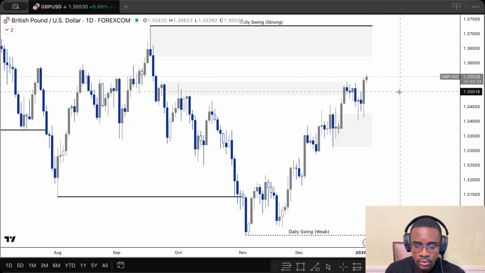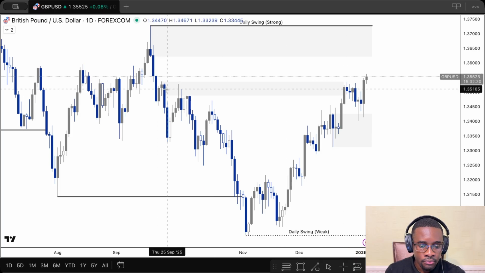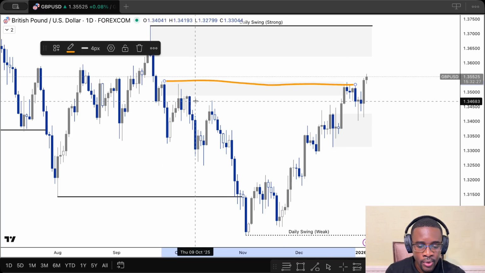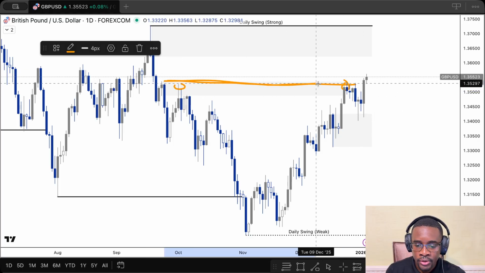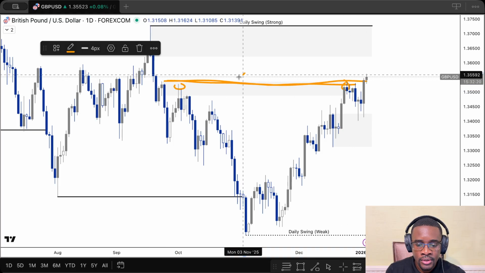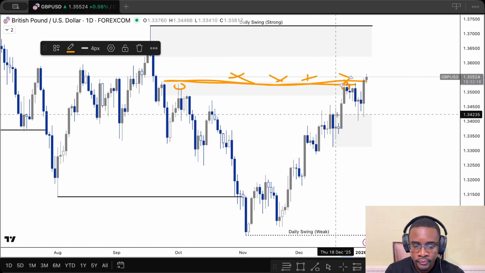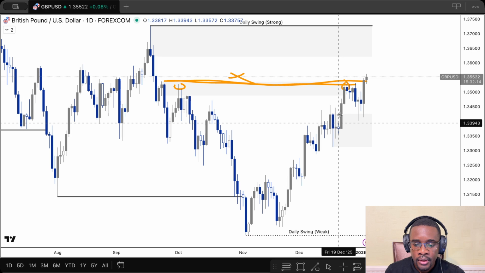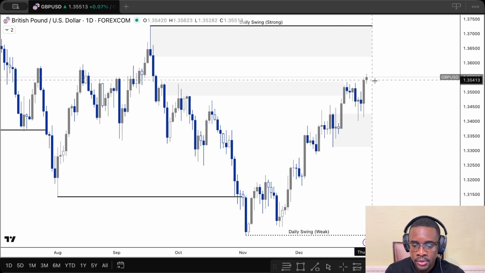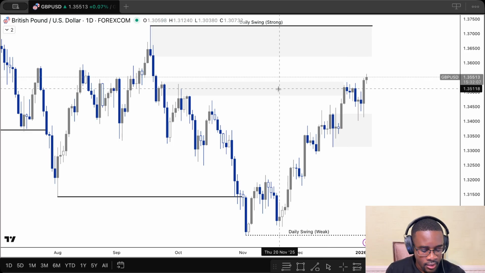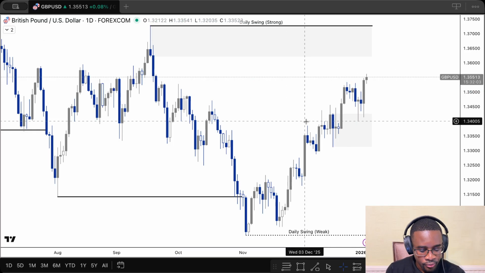However, the supply, we're expecting it to fail. Why? Because we have had one mitigation, two mitigations, and we've created equal highs. So this was a pool of liquidity that was simply waiting to be taken. And now as you can see, price did take that liquidity, so that supply area failed.